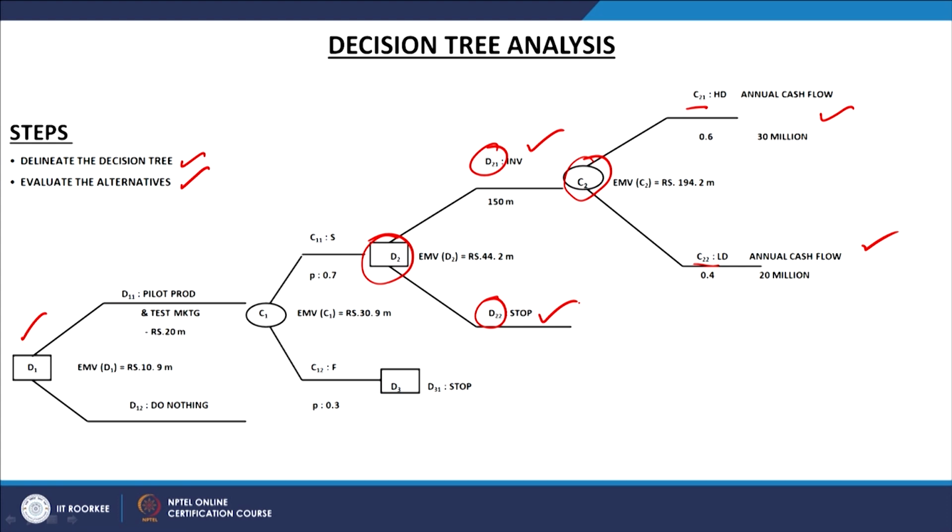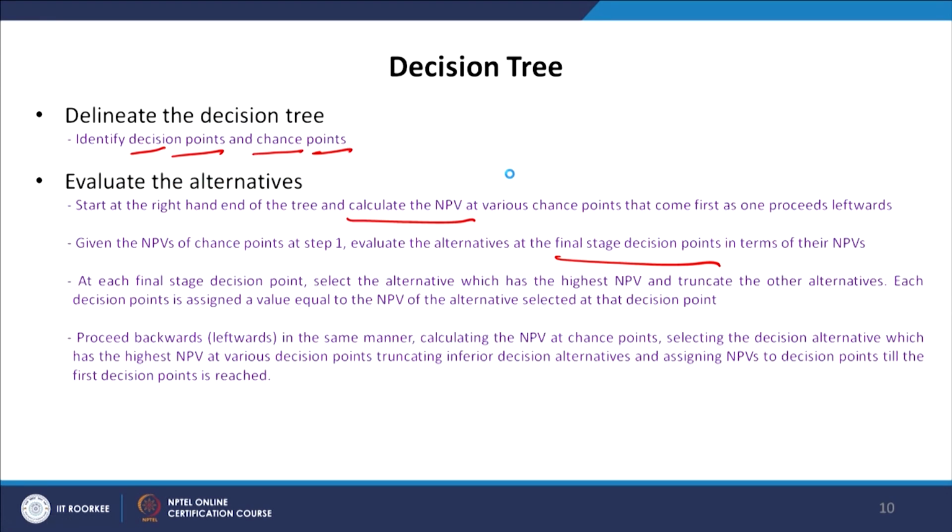But if you go for the investment, the chances of high demand are this much, and the chances of low demand are this much, right. So, we have to calculate NPV here, and then on the basis of that we have to evaluate this particular decision. So, this is step number 2.